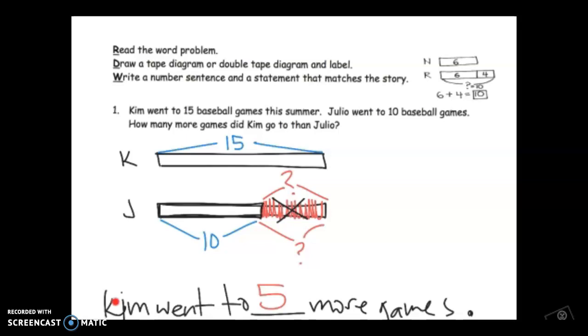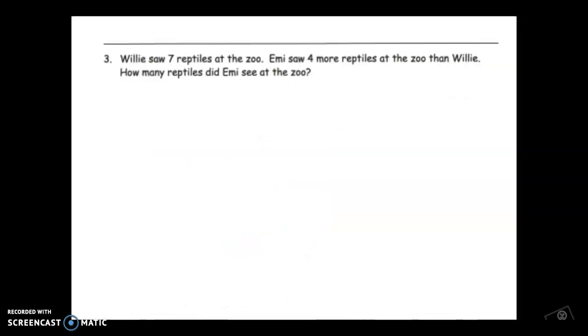Step 1, write your answer statement with a blank. Step 2, identify your characters and draw the same length tape diagrams. And then step 3, modify your tape diagrams and fill in the information as you read the question. And then step 4, get your answer. So it's a 4-step process.